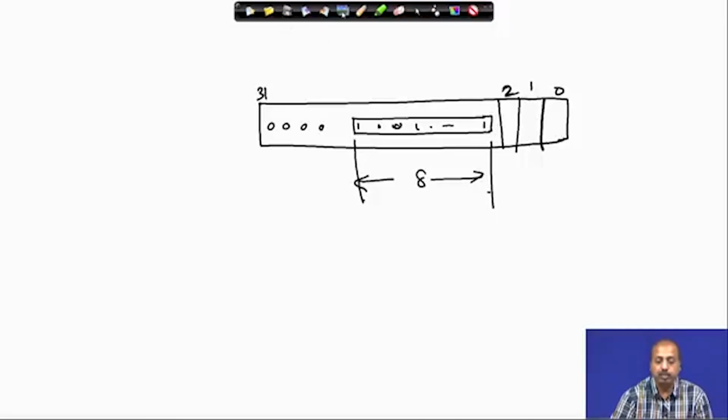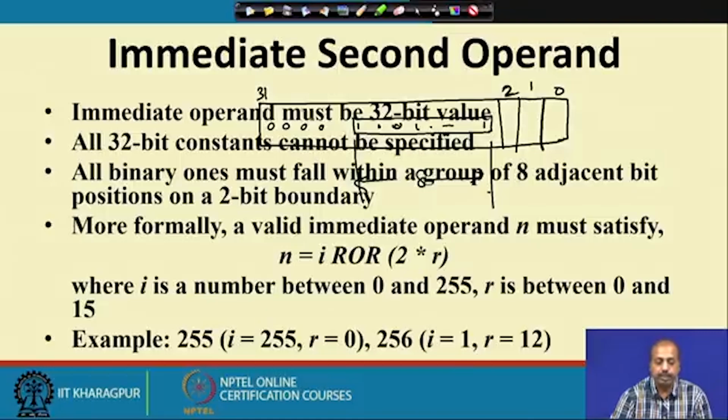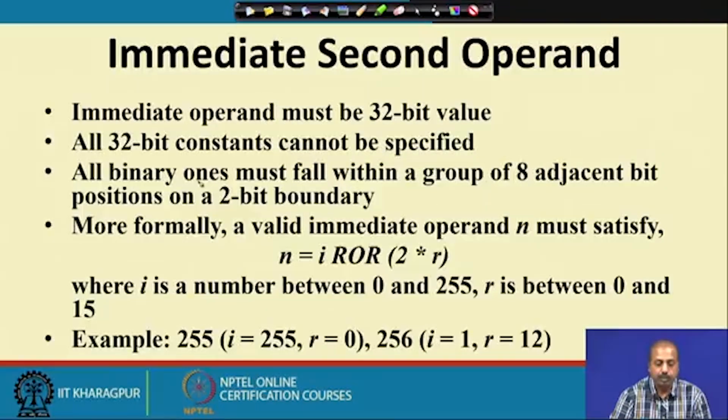How this can be done? If we just look back, it says a valid immediate operand n is like this: I rotated right by 2 into r, where I is a number between 0 and 255. So it is an 8 bit number, between 0 and 255, and this r is between 0 and 15.